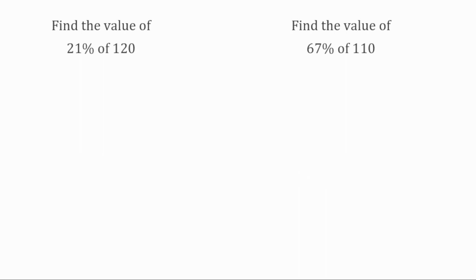Okay, for this first question, we've got: find the value of 21% of 120. So again, we're going to break this up into 10%. So to find 10%, all I'm going to do is take that 120 and divide by 10. Well, that'll give me 12. I'm then going to find my 1% by dividing by 10 again. So I've got to do 12 divided by 10. This time that should give me 1.2. Okay, so we're going to split that 21% up into 20% and 1%.